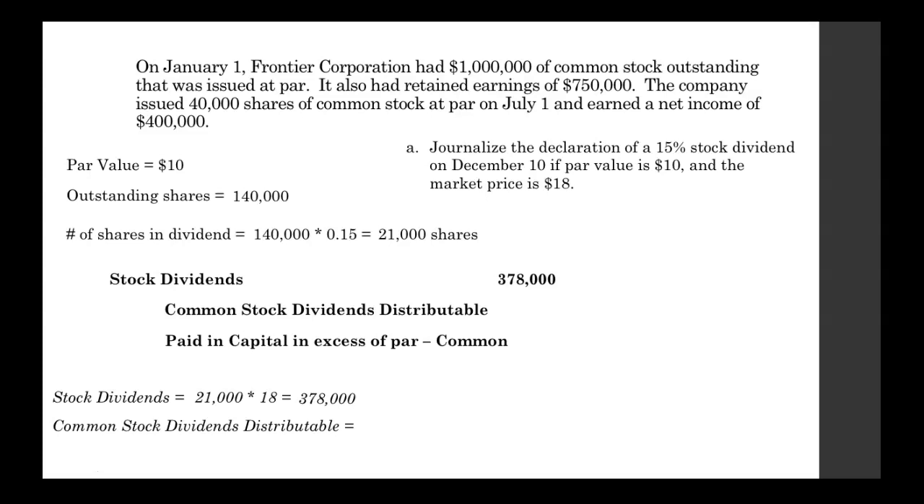Now to figure out common stock dividends distributable, we are going to take our 21,000 shares, but this time multiply it by 10. And that 10 is your par value. So you're taking your number of shares in the dividend and multiplying it by your par value. So 21,000 times 10 gets you 210,000. So we will credit common stock dividends distributable 210,000.